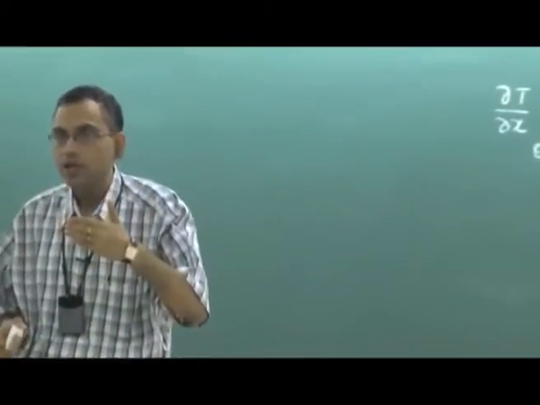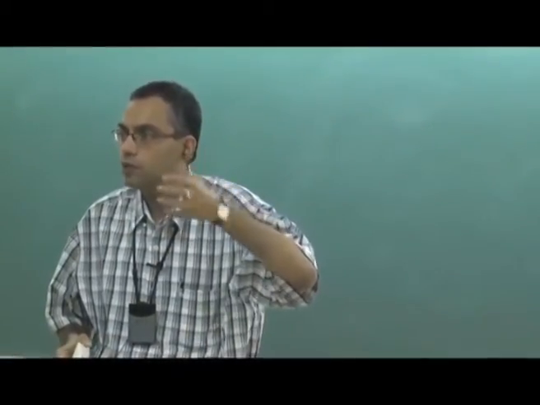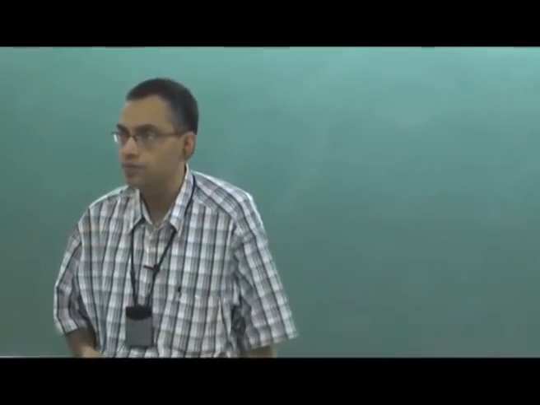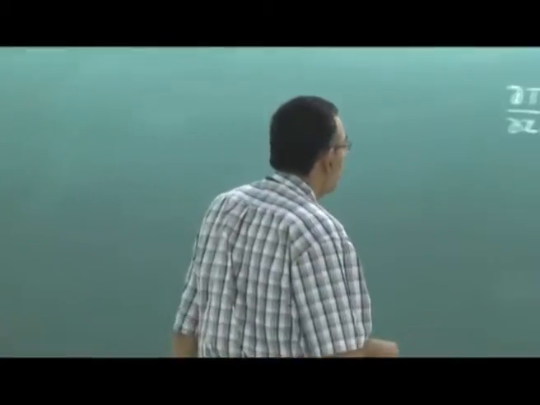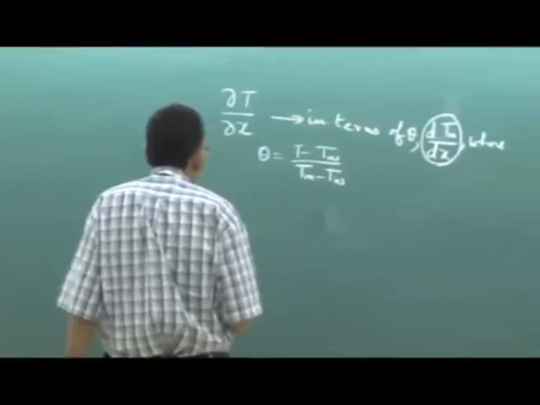So one thing we have been successful in is reducing the dimensionality of the problem. When we express del T del x in terms of dTm dx, we are converting a 2-dimensional or 3-dimensional problem to an effective 1-dimensional problem. But the question is how to calculate this dTm dx. For that we will make an overall energy balance.